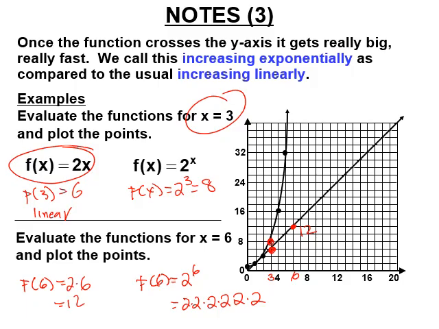Oh, did I do it wrong? Let's make sure I did it right. 2 times 2 is 4, times 2 is 8, times 2 is 16, times 2 is 32, times 2 is 64. Oh, 64, my fault. So it's off the graph, right? Either way, it's off the graph by 6. We're a long way from being off the graph on the linear function.